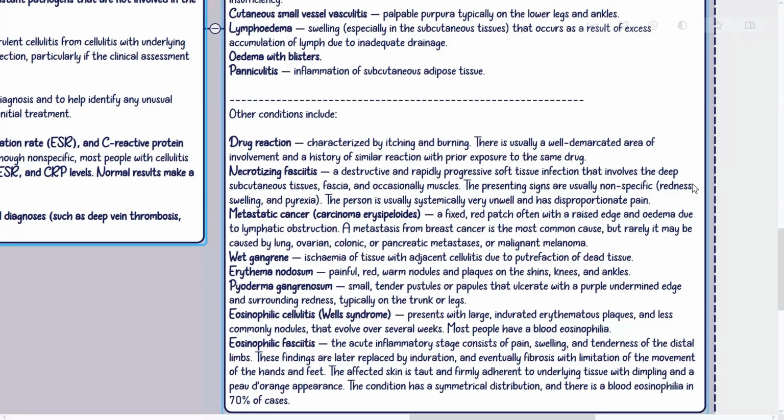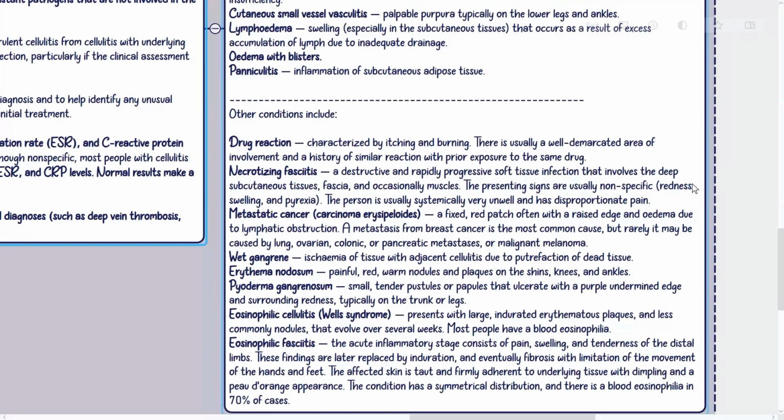Erythema nodosum: painful, red, warm nodules and plaques on the shins, knees, and ankles. Pyoderma gangrenosum: small, tender pustules or papules that ulcerate with a purple undermined edge and surrounding redness, typically on the trunk or legs. Eosinophilic cellulitis, Wells syndrome, presents with large, indurated erythematous plaques and less commonly nodules that evolve over several weeks. Most people have a blood eosinophilia.